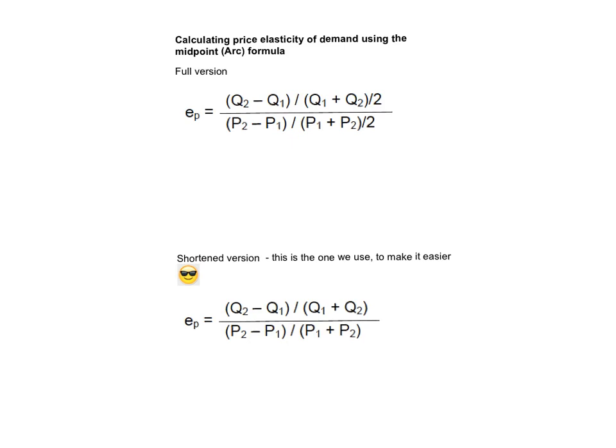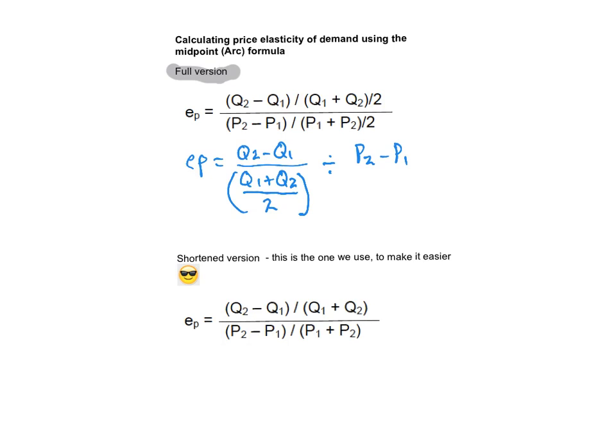Taking a look at the arc formula, the full version of the formula is written as follows. So you've got quantity 2 minus quantity 1 divided by quantity 1 plus quantity 2, whose value is divided by 2. So the part that's been put in brackets is the average of the two quantities. Now we divide that by price P2 minus price P1, and that then is divided by, this part in brackets is the average of the two prices. So P1 plus P2 divided by 2.